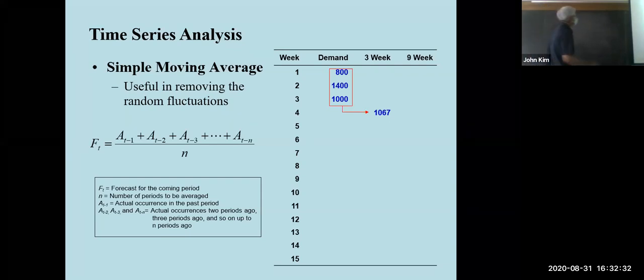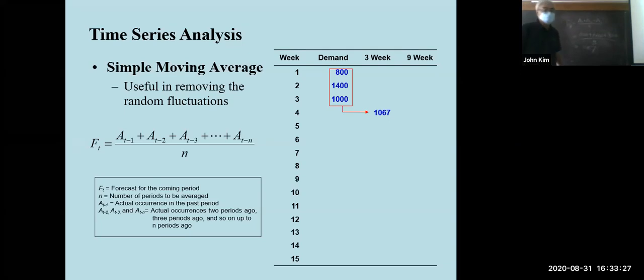So from this one, F4, forecasting 4 equals A3 plus A2 plus A1 divided by 3. Actual term 3, actual term 2, actual term 1. So from the data, 800, term 3 is 1,000 plus 1,400 plus 800 divided by 3 equals, that is 1067.